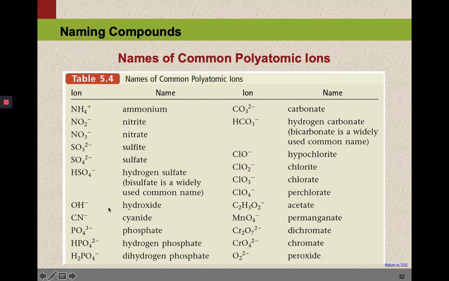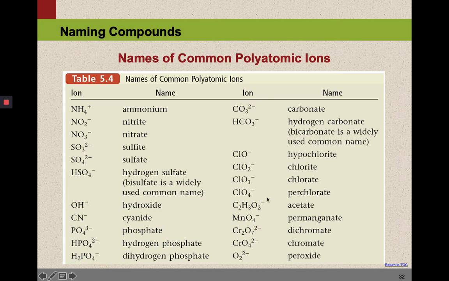Another one is hydroxide, OH, which is basically what makes some compounds basic. You might have noticed it in some active ingredients: sodium hydroxide, potassium hydroxide, magnesium hydroxide. Most of them are bases, meaning they are bitter, they are slippery, and they neutralize acids.